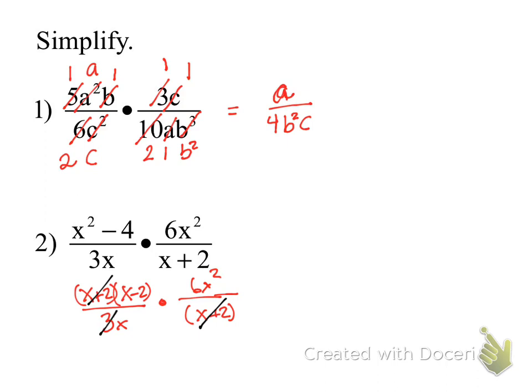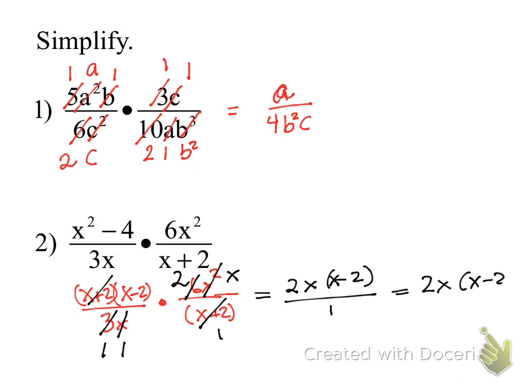How about 3? I'm taking out a 3 and I'm left with 1. And out of the 6, I'm left with a 2. What else, Julia? And I'm left with a 1. And here I'm left with a... So in my numerator, I'm left with a 2 and an x and an x minus 2. Oops, forgot the x there. And then in the denominator, I'm just left with 1. So I don't even need to write that. It's 2x times x minus 2.